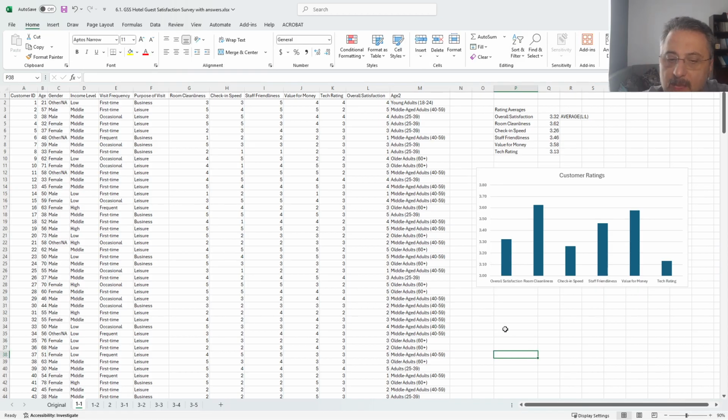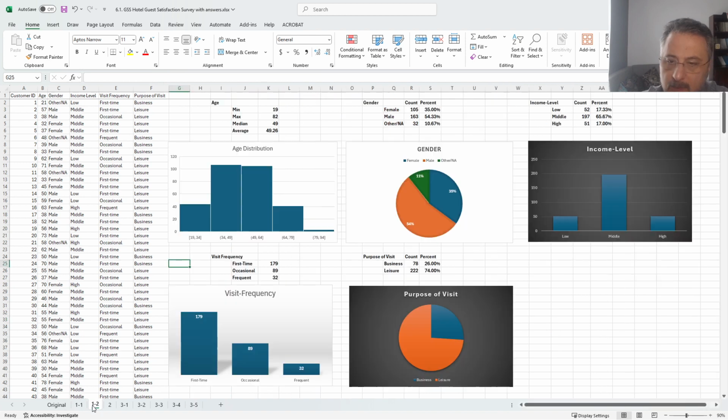What does it look like? Like I said, there are many questions, but I want you to think about what you can come up with. Let's say you are explaining this to your supervisor, your executive, or your general manager. What kind of explanation might you come up with, comparing overall satisfaction to room cleanliness, check-in speed, staff friendliness, etc.? Now let's look at the next one.